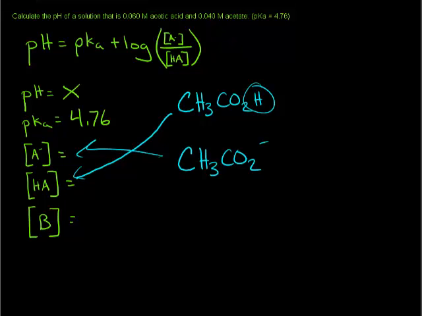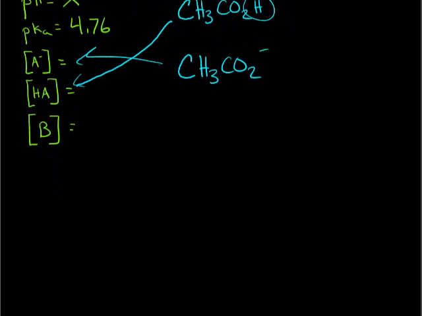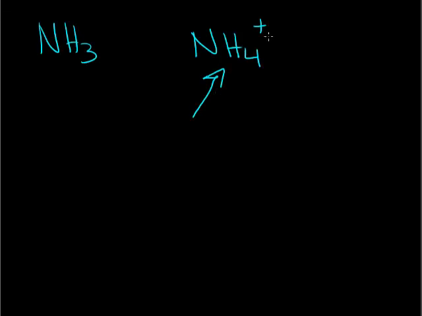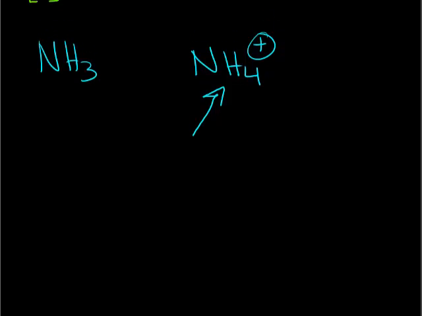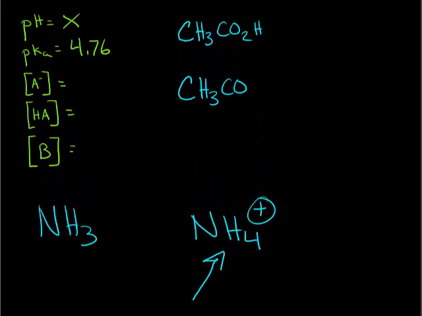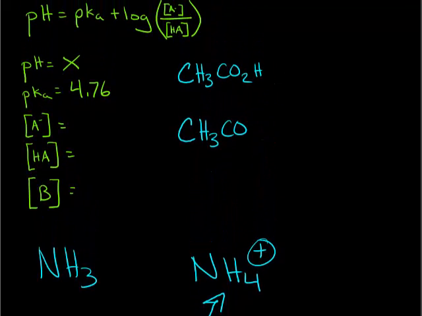Sometimes even looking at these formulas isn't going to be as easy, just as if we look at the formula for ammonia and ammonium. We'll notice here that ammonium has an extra proton and a higher charge. So ammonia is the conjugate base, and ammonium will be our weak acid. Now let's go back to our problem and input our variables and solve this guy.